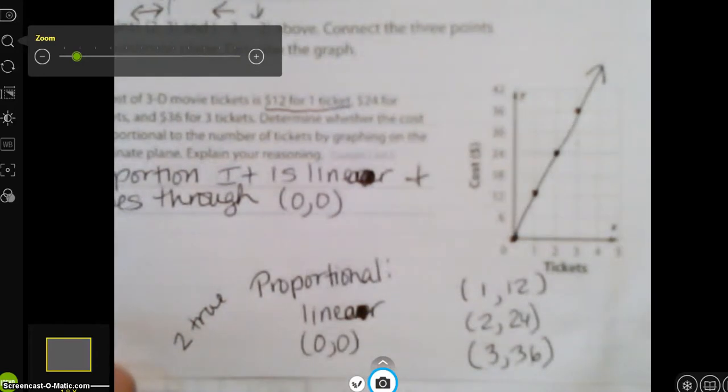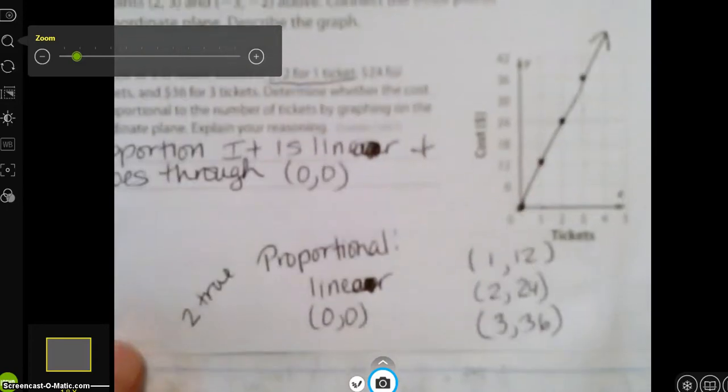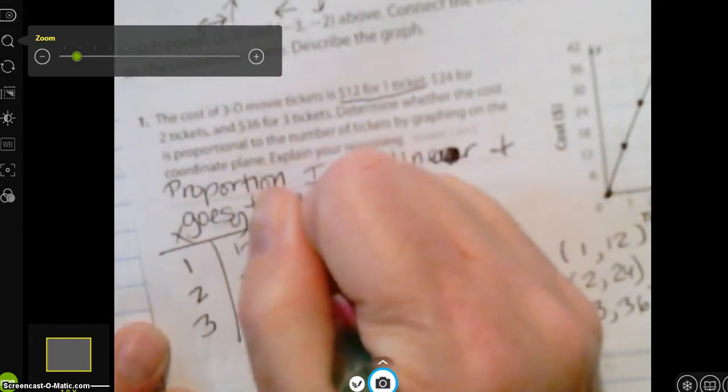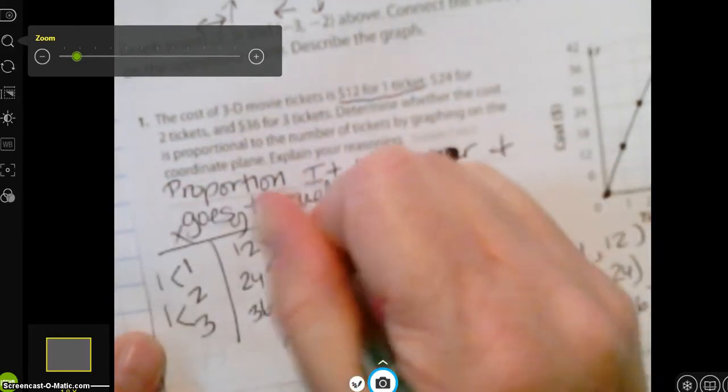And let's go in and find our constant rate of change so we can write our equation for it. Okay? So normally we have these in a table. 1, 2, 3, 12, 24, 36, and I don't know if you remember us doing this, right? Delta Y. So each time it goes up by 12, right? So our change in Y is 12, and our change in x is 1.